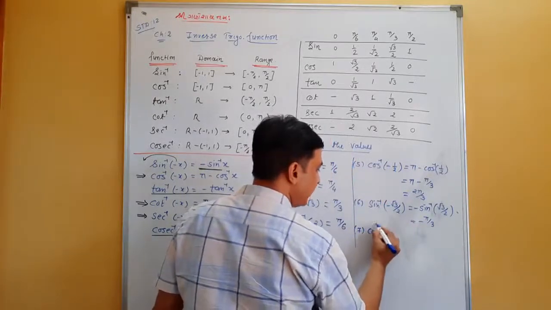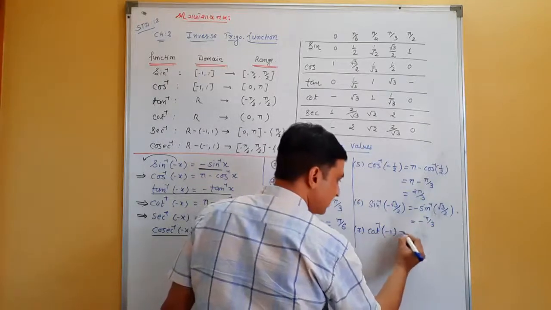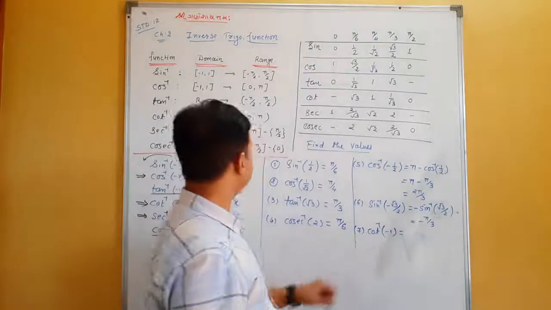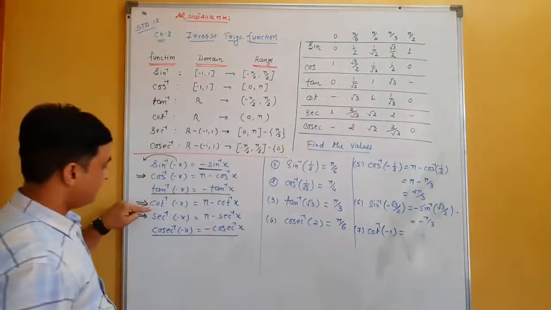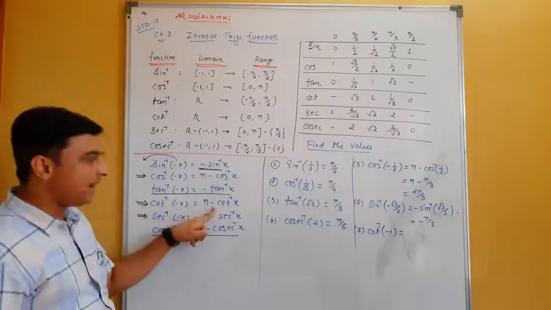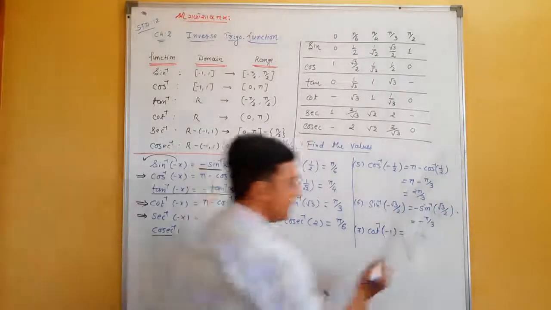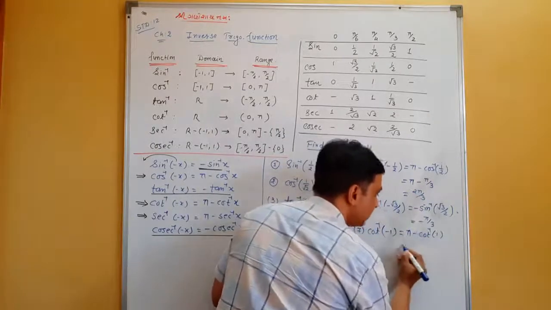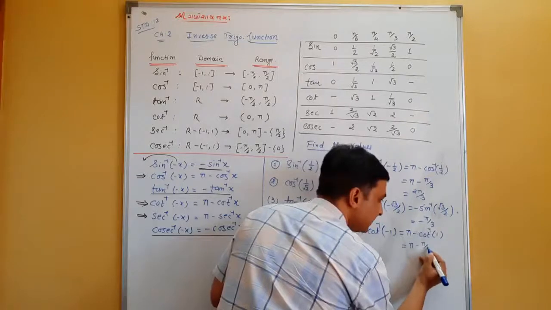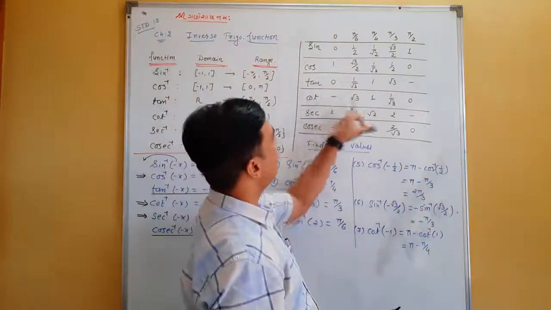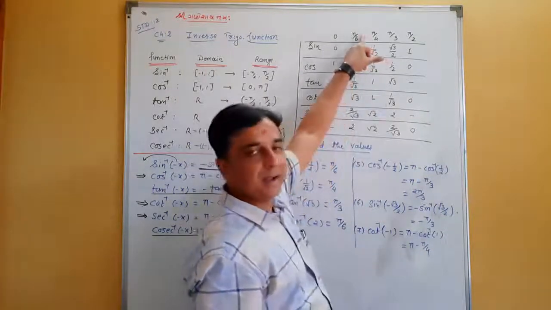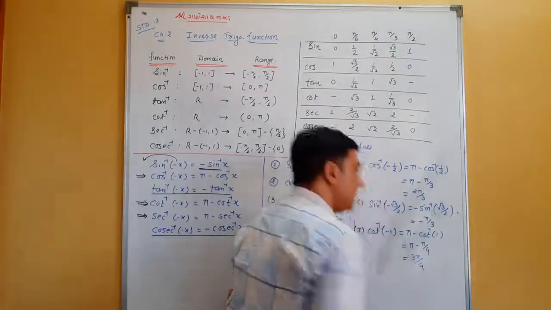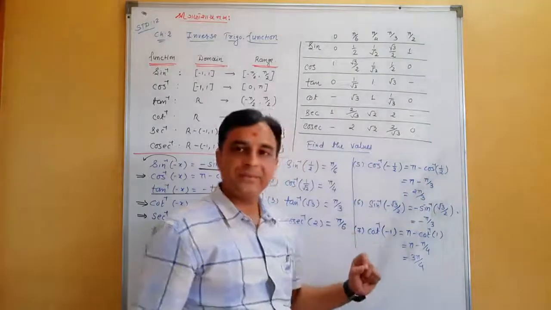Let it be cot inverse minus 1. Cot inverse minus x is pi minus cot inverse x. So it is pi minus cot inverse 1, and this is pi minus pi by 4, since cot inverse 1 is pi by 4. So now it will be 3 pi by 4. Got it?